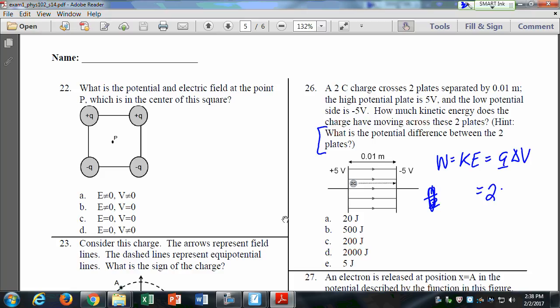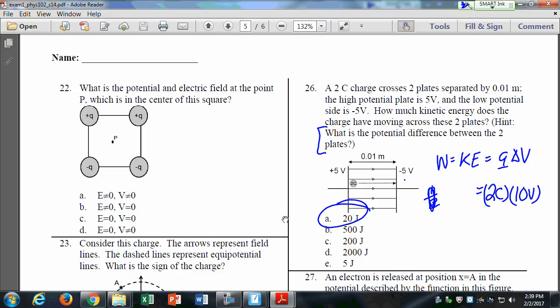So I have a 2 coulomb charge that's moving across a change in potential. It's going from 5 volts to minus 5 volts. So that's a change in potential of 10 volts. So the answer is going to be 20 joules. But that basic idea of work as Q delta V is certainly something you can see on the exam. This one is a little bit different because we were talking about a difference in potential across two plates, but the same idea still holds.